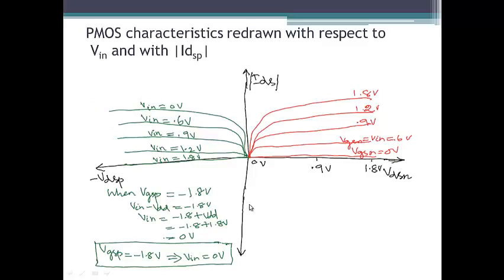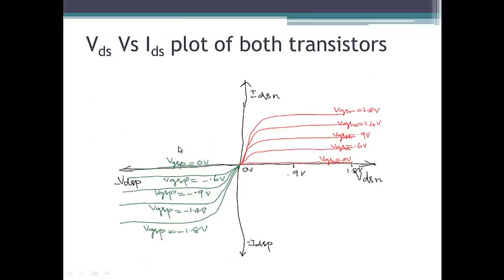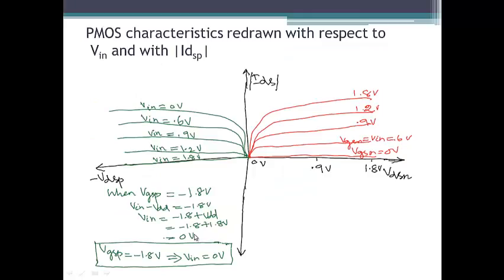Okay, so now we have curves for VGSP equal to 0 volts, minus 0.6 volts, minus 0.9 volts, minus 1.2 volts, and minus 1.8 volts. Now using the relationship, if VGSP is equal to minus 1.8 volts, what will be Vin? Vin will be VGSP plus VDD. So it will be minus 1.8 plus VDD. VDD is plus 1.8. So I'll get 0. That is, if VGSP is minus 1.8 volts, that means I have given an input voltage of 0 volts.